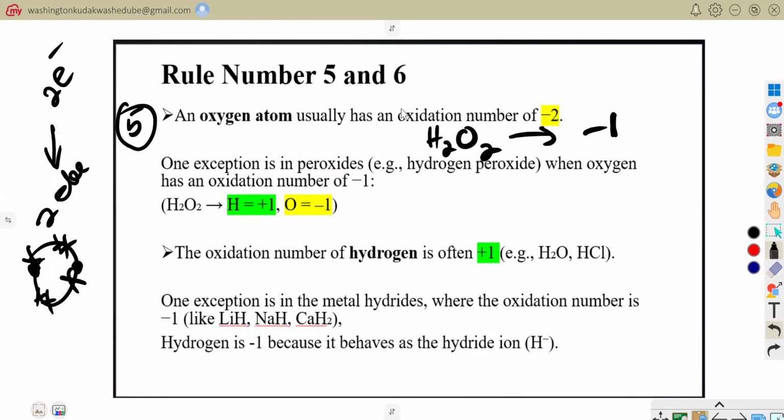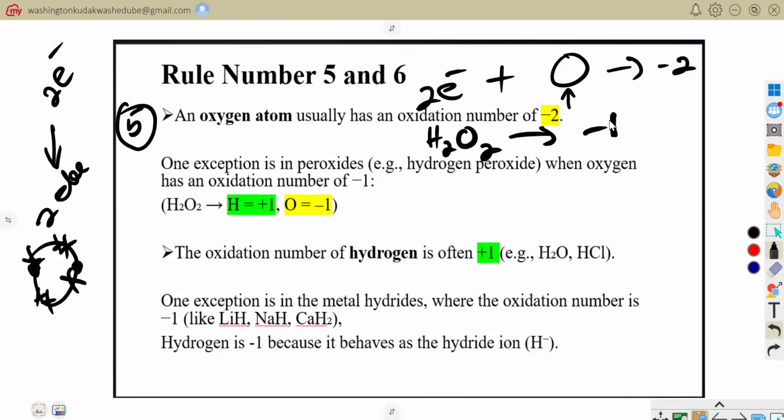So we know that usually the oxidation number for an oxygen atom should be -2. Where we have got oxygen like this, it has to have an oxidation state of -2, because for it to be stable, it has to receive 2 electrons. But when oxygen bonds with hydrogen to form peroxides, or when oxygen is in peroxides, it carries an oxidation state of -1.